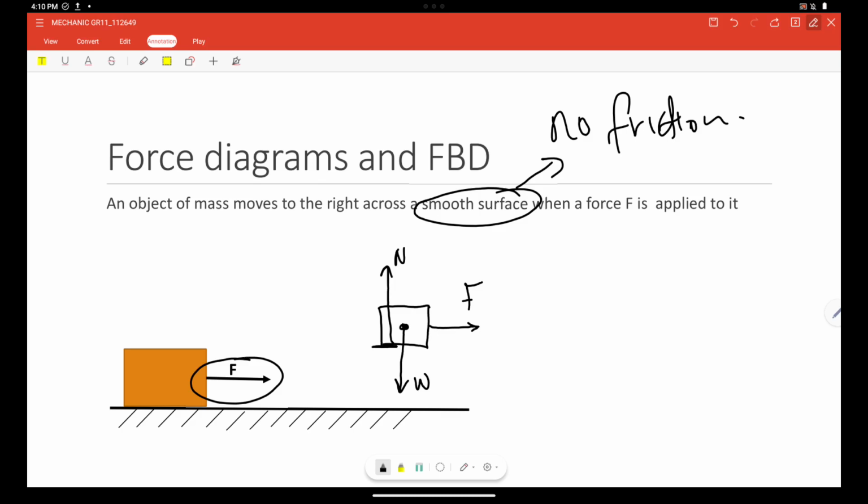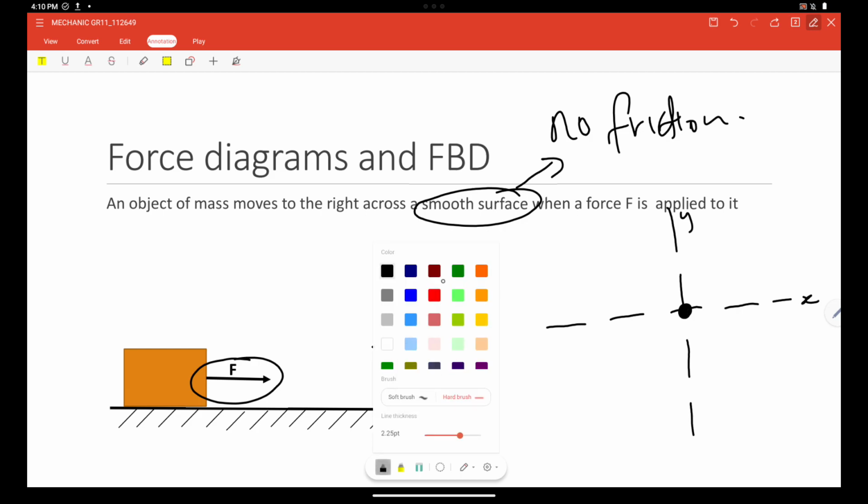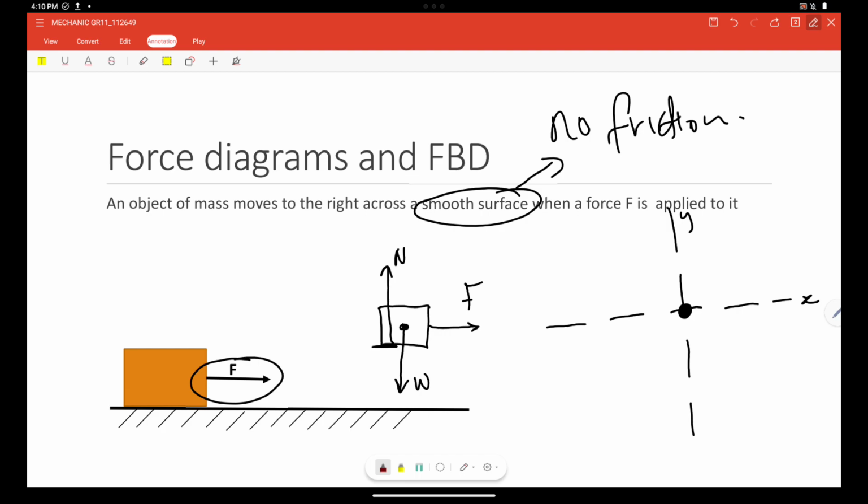How do you choose your set of axes? Remember what we said in the previous video. The x-axes are parallel to the surface. Those will be x-axes. Y-axes will be perpendicular to the surface. And where they meet, that's where you put your dot. And you can start drawing the forces. Remember the forces, they all start from the dot.